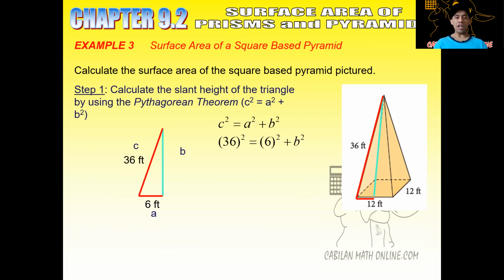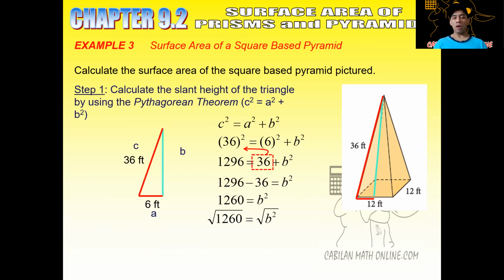So we're going to simplify each one here. So 36 squared gives me 1296, and 6 squared gives me 36. Now, again, just like we did with the previous example, we're going to leave the b squared where it is. So we're going to take the 36, move it to the other side, and then subtract it from the 1296 that's already there. And last but not least, take the square root of both sides. So that blue line, which now represents the slant height, is going to be 35.5 feet.